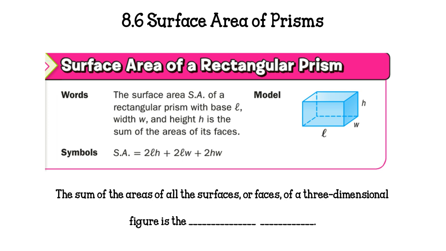Because of the commutative property of addition, it could be 2LW plus 2LH plus 2HW, or 2HW plus 2LW plus 2LH. Basically, what you need to know is the sum of the areas of all the surfaces or faces of a three-dimensional figure is the surface area. If you remember, I think I talked about it with every class last week. If I take a prism and I dip it in ink, the faces that are going to be covered in ink are what I'm finding the surface area of.